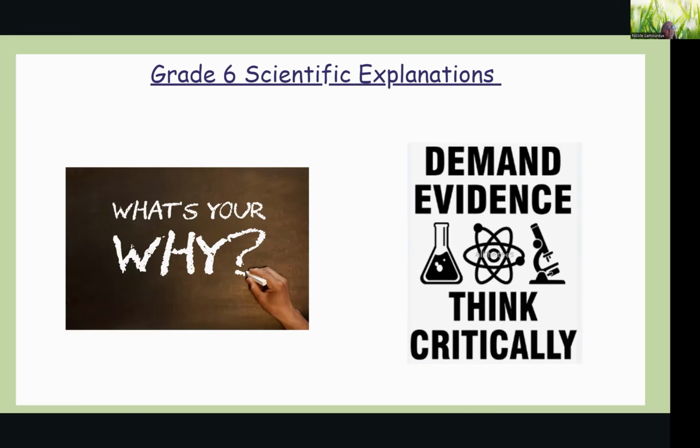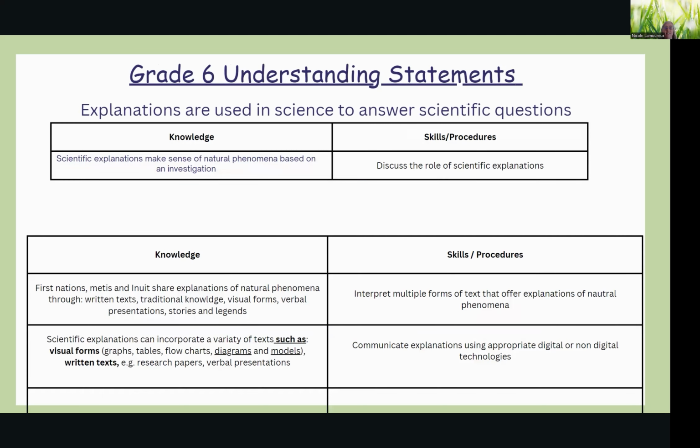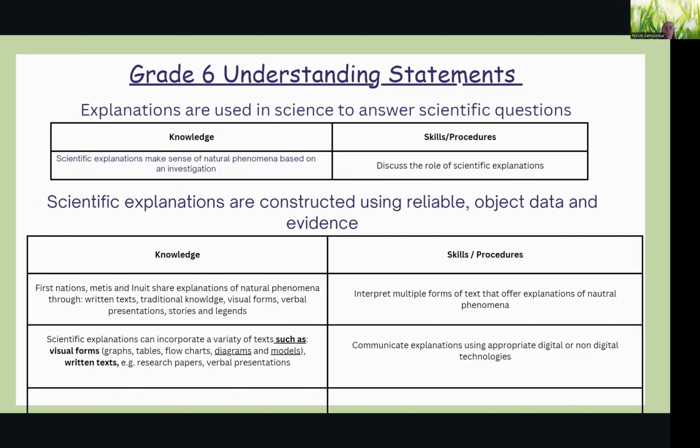Okay, so now that leads us to the final piece, which is grade 6's scientific explanations and, of course, hypothesis. Now this is getting to the why this is happening and showing us that scientific method is a form of critical thinking. Okay, so in our understanding statements, just to refresh us, explanations are used to answer the scientific question, and scientific explanations are constructed using data and evidence. So they've been building that from grade 4.